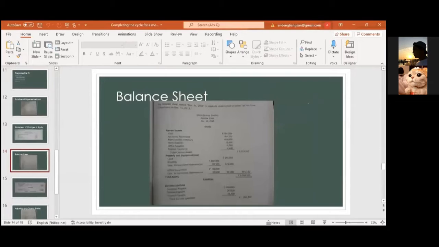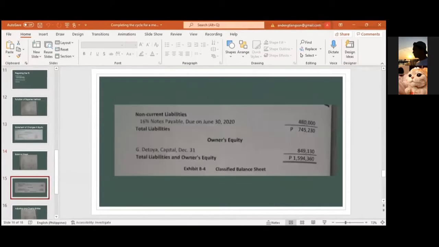Next is the balance sheet. The balance sheet of the merchandising business expands its asset section to include merchandise inventory and sometimes estimated returns inventory. Merchandise inventory is the merchandise purchased to be sold to customers and is categorized as current asset. Makikita din natin dito yung ending capital na na-compute natin sa illustration 3 or sa may equity section. So, ganyan natin i-represent ang balance sheet.